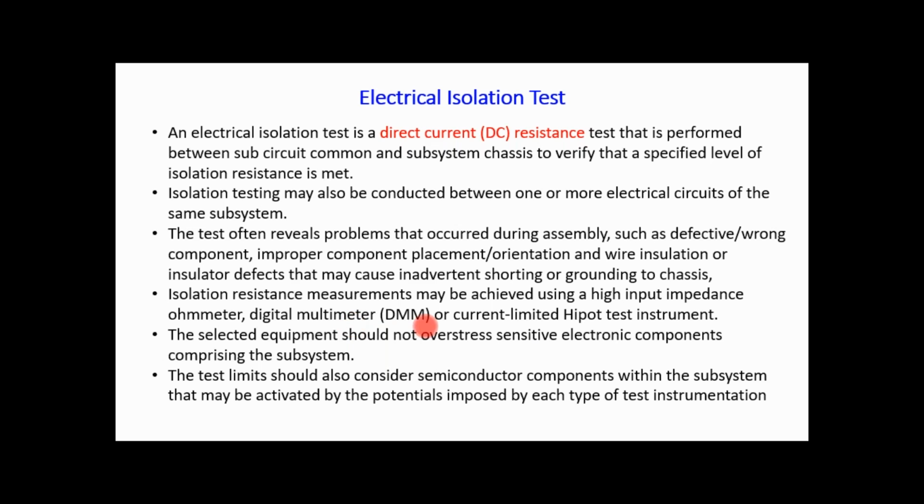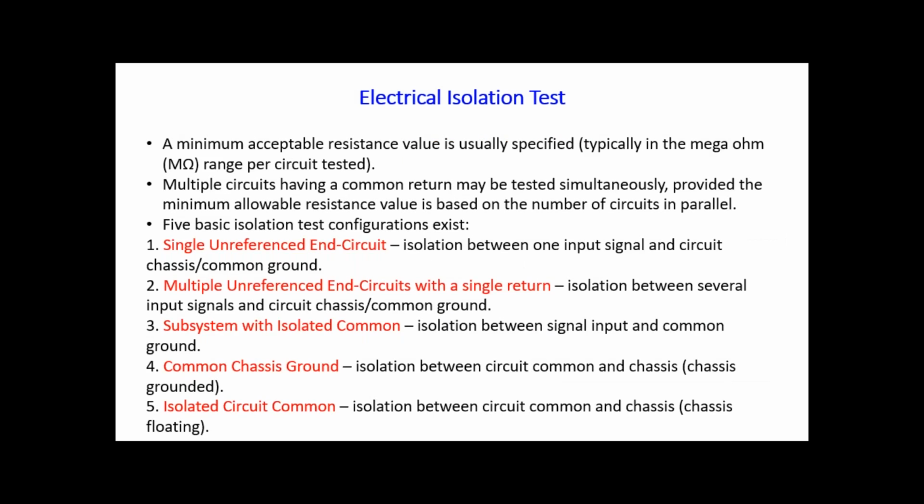And that is why we must take care about these electrical work permit systems, and for that purpose an expert person should be present there to observe and supervise these types of work. A minimum acceptable resistance value is specified, typically in the megaohm range per circuit tested. Multiple circuits having a common return may be tested simultaneously, provided the minimum allowable resistance is met.